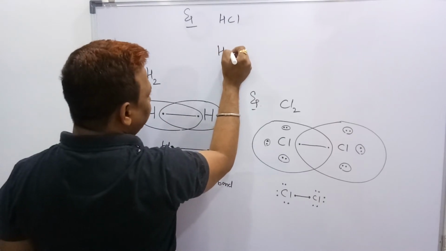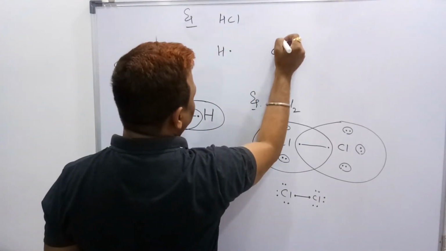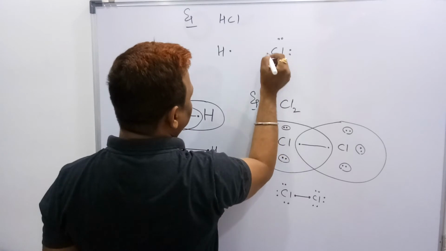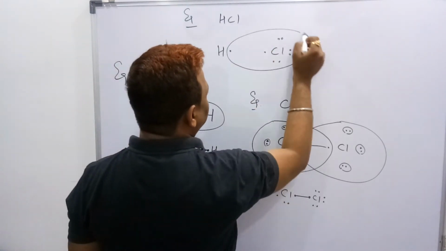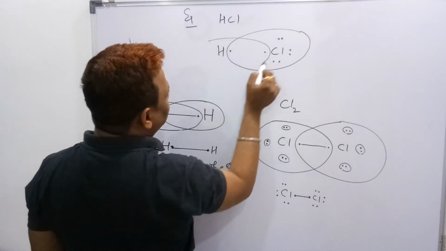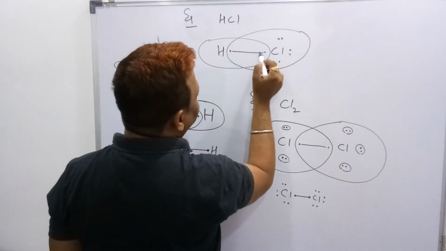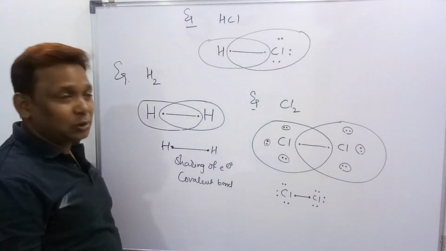Hydrogen belongs to the first group, with 1 electron. Chlorine belongs to the 7th group, so it should have 7 dots according to Lewis. Chlorine gets stability by having an octet, check it here. Hydrogen gets stability by having a duplet, and this is a bond formed by sharing of electrons, called a covalent bond.